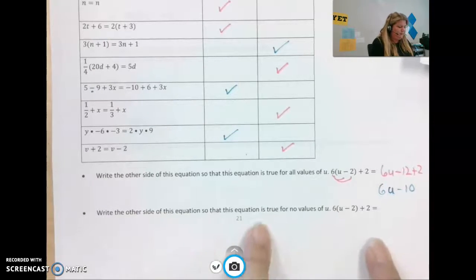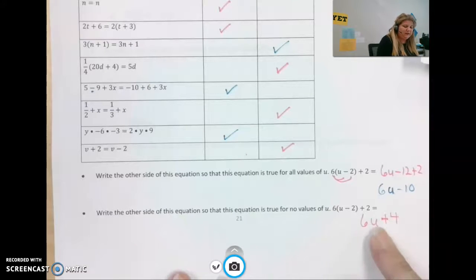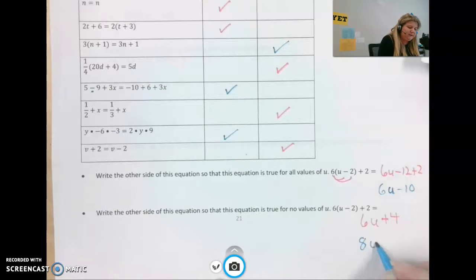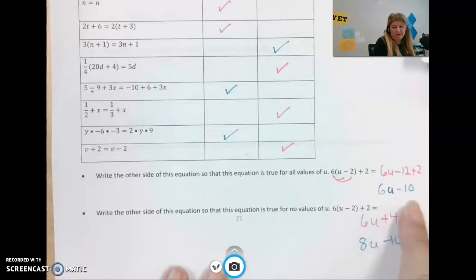Now, if I want to make it so it is true for no values, all I would need to do is put like 6u plus 4. Anything besides minus 10, anything that did not simplify to minus 10 would work. Or anything that wasn't 6u. So I could use 8u minus 10. So as long as it's not exactly this value, whether it's written this way or not, as long as it's not that value, then it is not true.